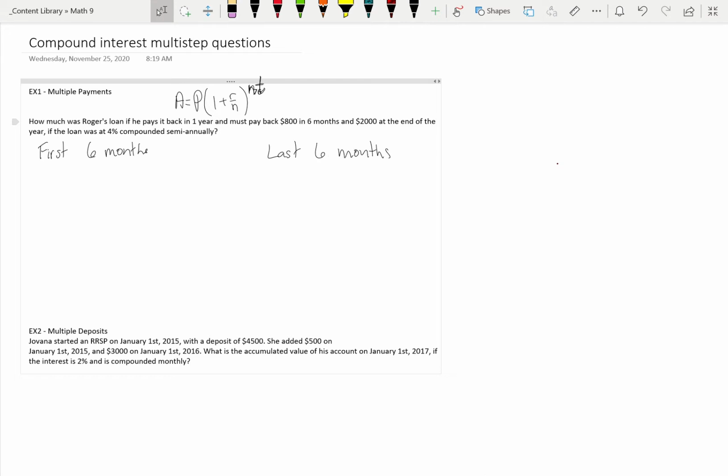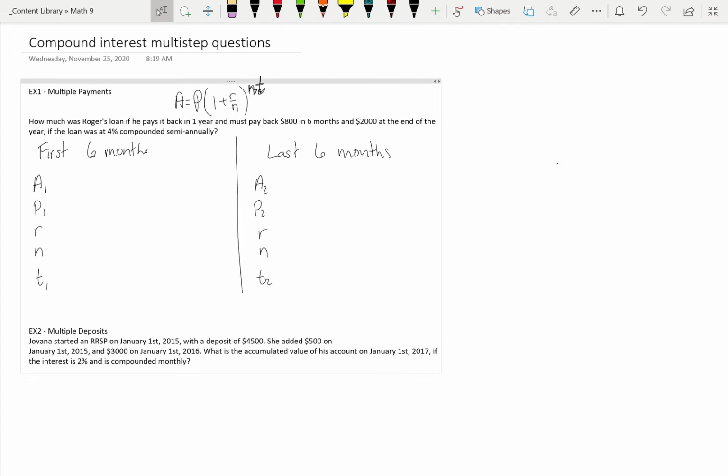Now, we're going to simplify this question a bit and just deal with the fact of how much he paid off and realizing that the interest is going to be added on, so he has to pay that off as well. So for each of these, I'm going to have A1, P1, R, N, and then T1, and then A2, P2, R, N, and then T2. So I'm splitting this up into two sections, and then I'm going to add the values together.